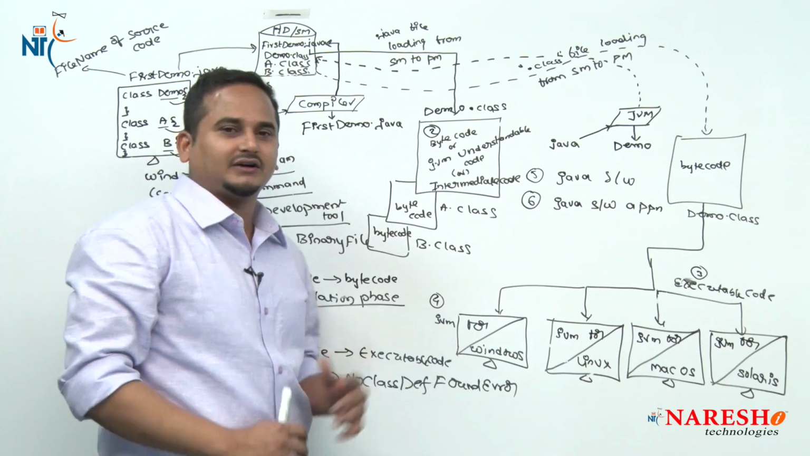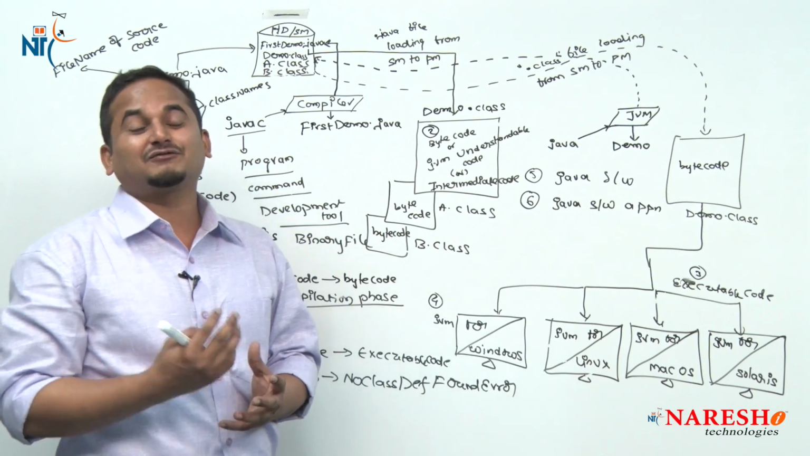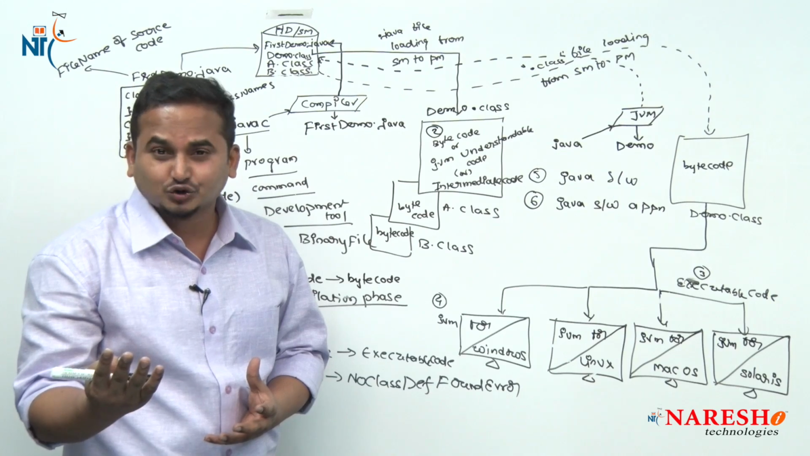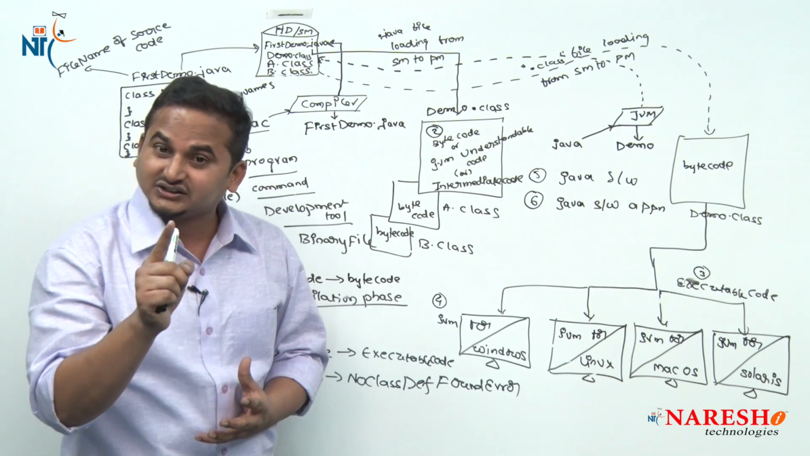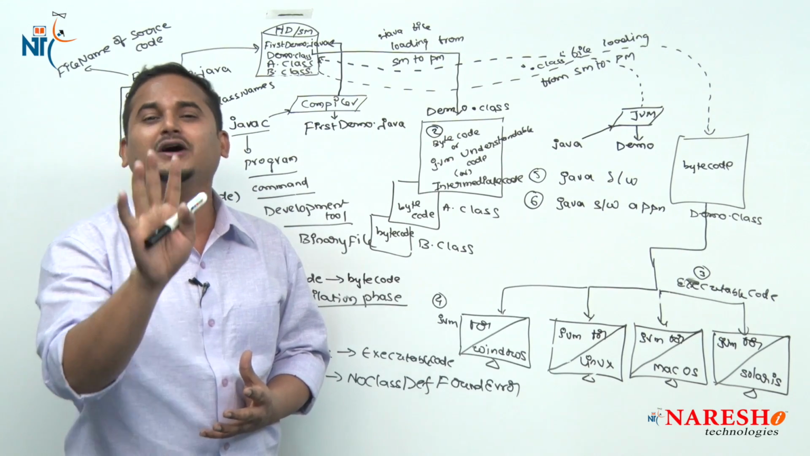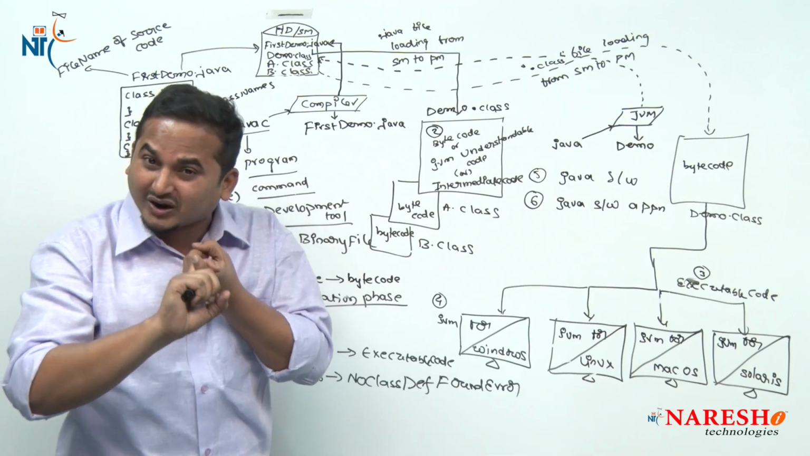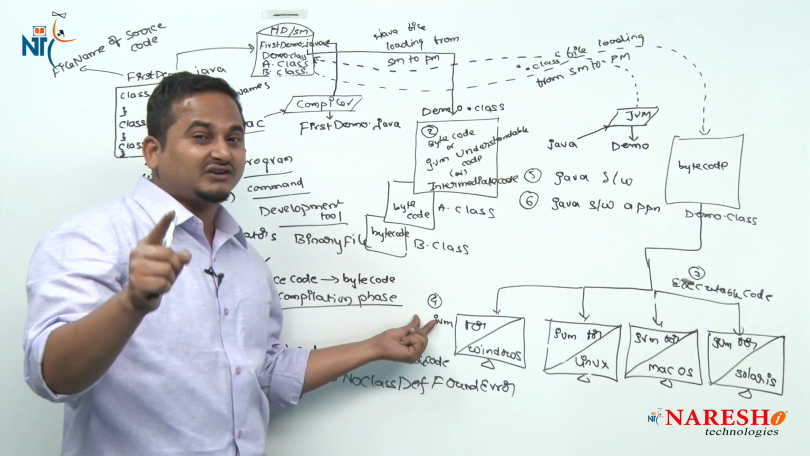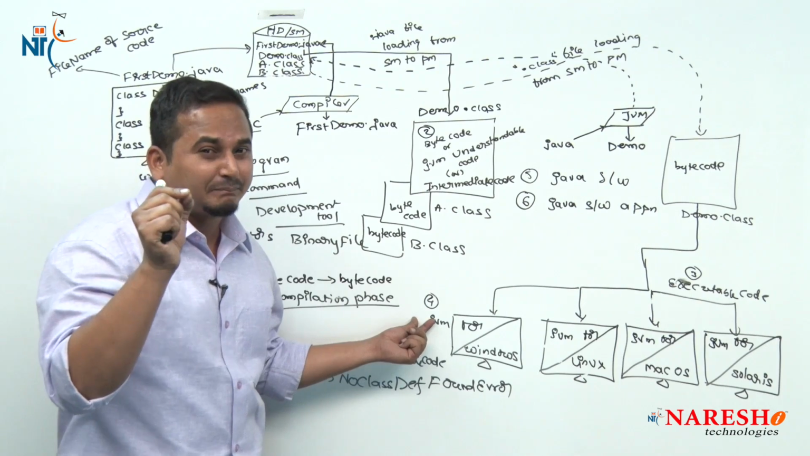Now come to the JVM. JVM is also platform dependent. Why? One JVM is not suitable for all operating systems. One JVM must be suitable for one operating system. Nothing but one JVM is tightly coupled with one operating system. That's why we can call the JVM platform dependent.